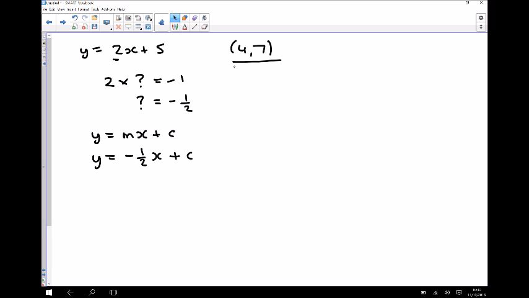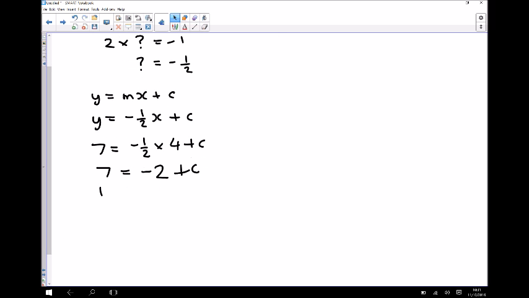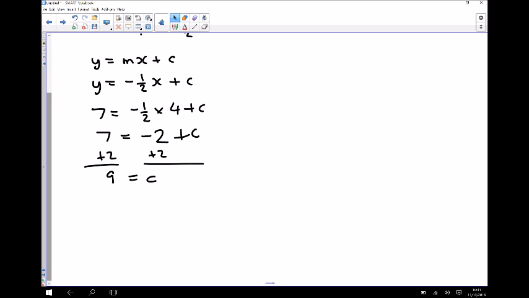So we're going to substitute in these values, 4 and 7. So y is 7. So 7 = -1/2 times x, which is 4, plus c. So then I'm going to get 7 = -2, because -1/2 times 4 is -2, plus c. And now I'm going to find out what c is, so I just need to add 2 to both sides of the equation. So I end up with c = 9, and therefore the equation of my perpendicular line that goes through the point (4, 7) is y = -1/2 x + 9.